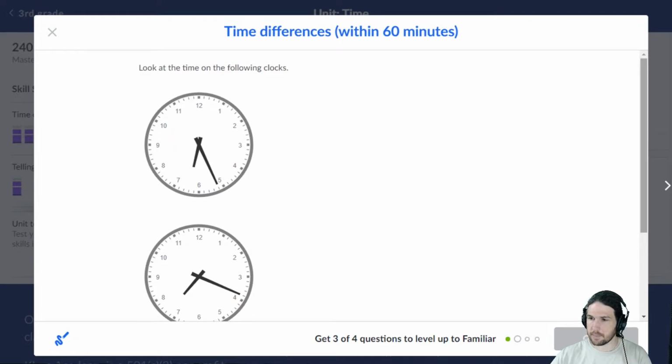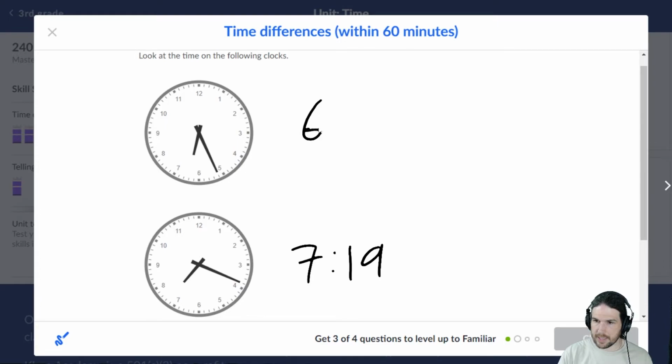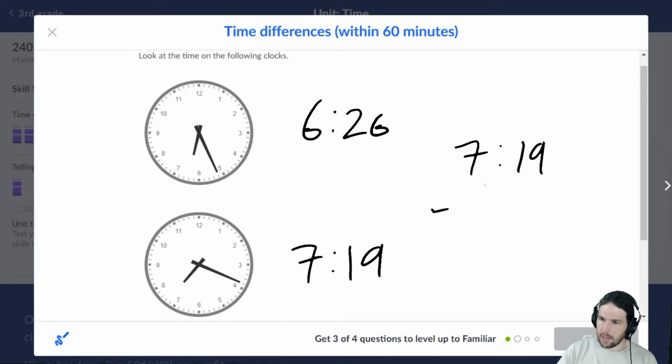We've got what 2 times here? I see the bottom one being 7:19. And I see the top one being 6:26. Yeah? 7:19, 6:26. Okay. So again, subtraction, but weird subtraction, right? We're going to take essentially 7 hours and 19 minutes, and we're going to take away 6 hours and 26 minutes. Yeah?